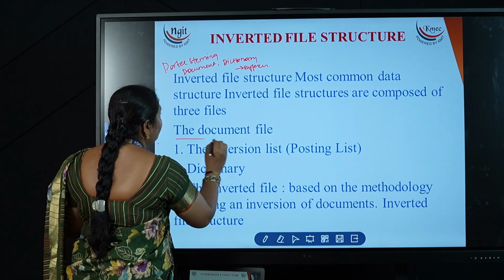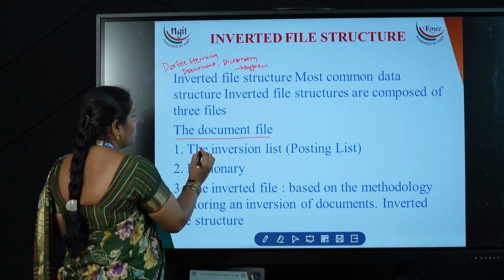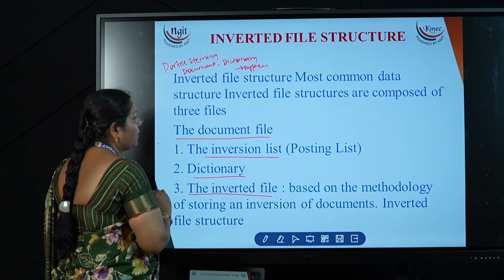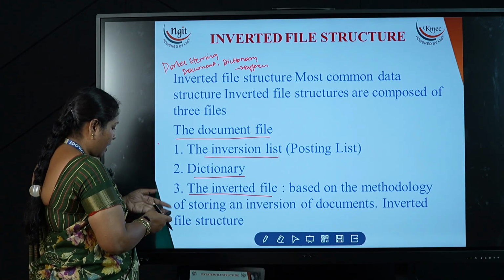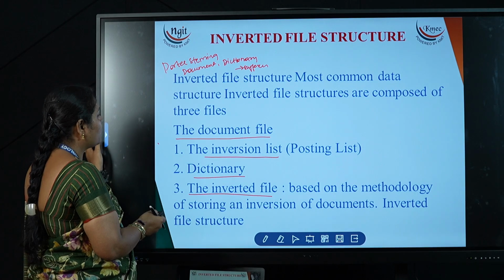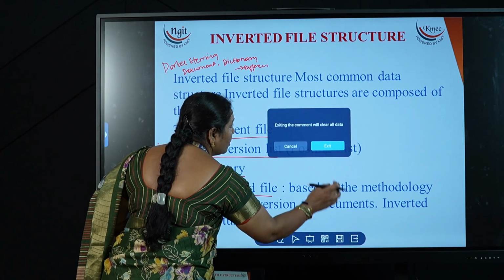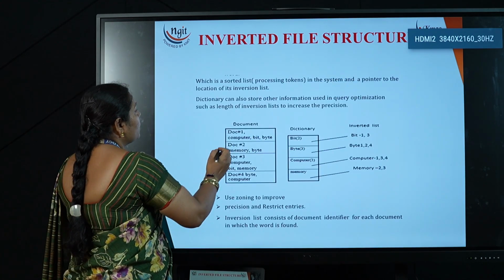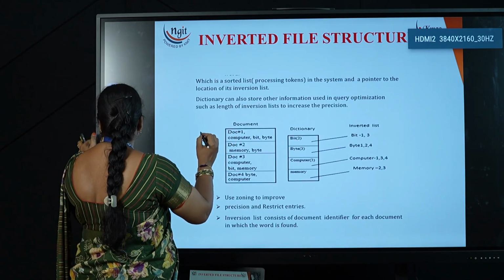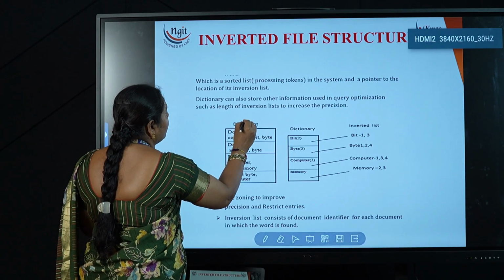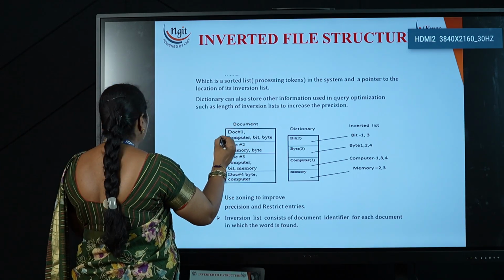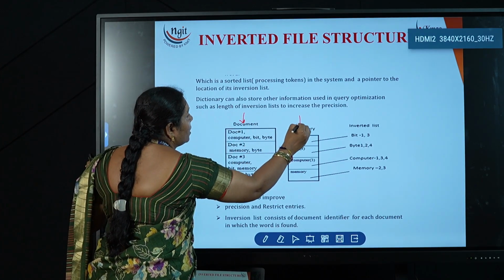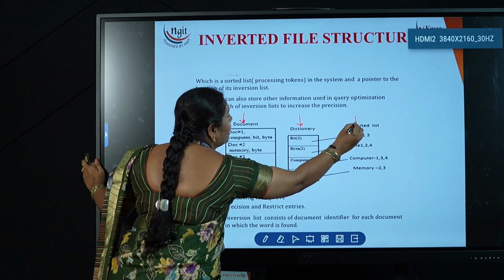In the inverted file structure we have three things: the inversion list, the dictionary, and the inverted file. Before starting the explanation, I'll show you a diagram which will be easily understandable. If you take the three files, the first file is the document file, then you have the dictionary, and the inverted list.